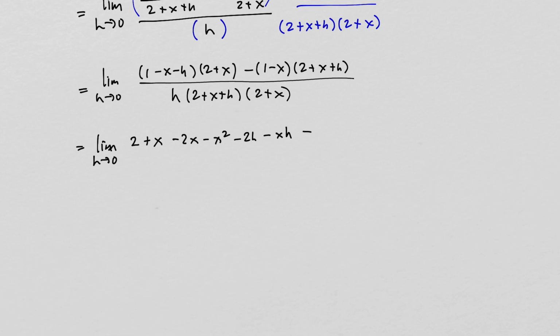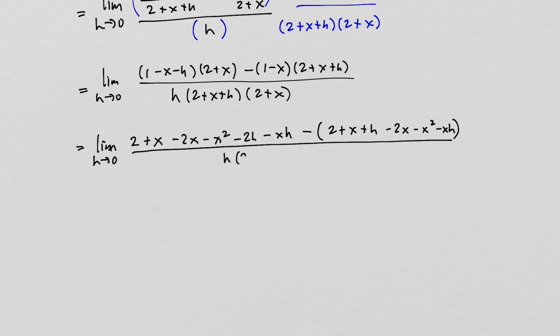Then we have a minus, and then we're going to multiply these together in the same way. Okay, so I'm going to do 1 times 2, 1 times x, 1 times h, and that is going to give me 2 plus x plus h. And then negative x times 2, negative x times x, and negative x times h, which gives us negative 2x minus x squared minus xh. Denominator is the same.